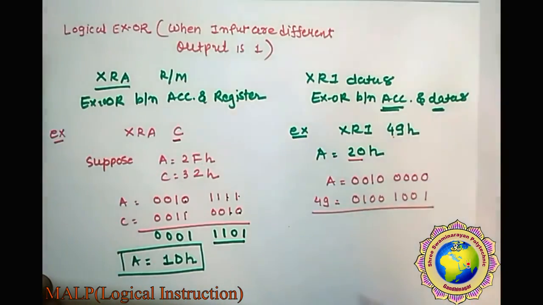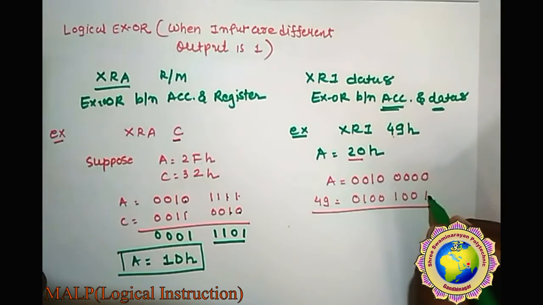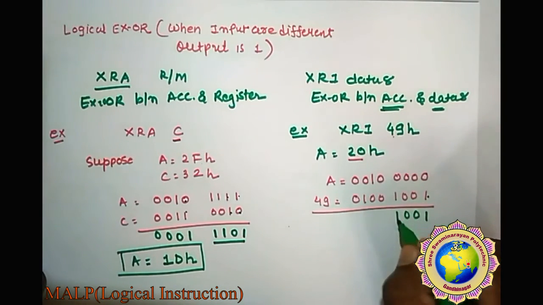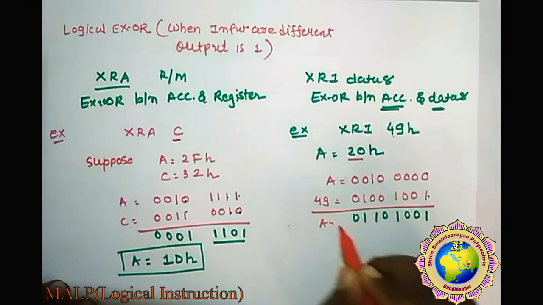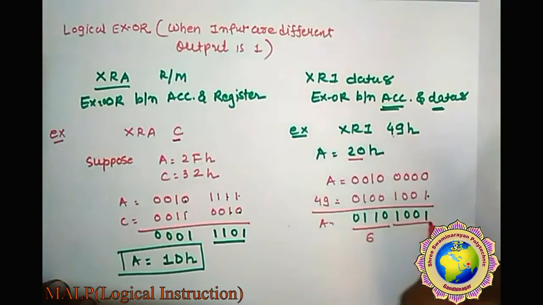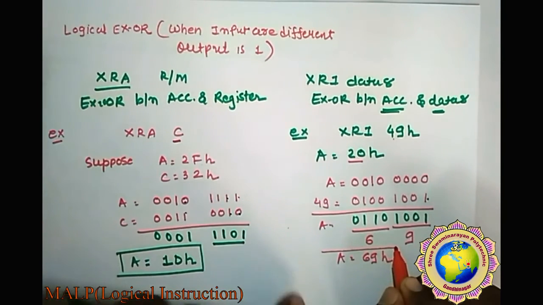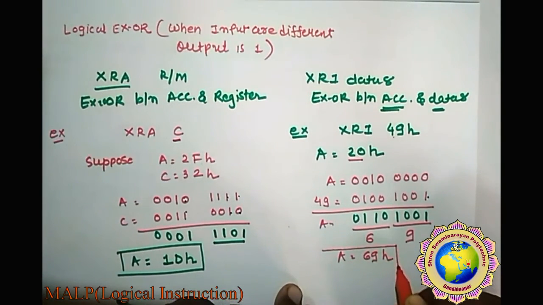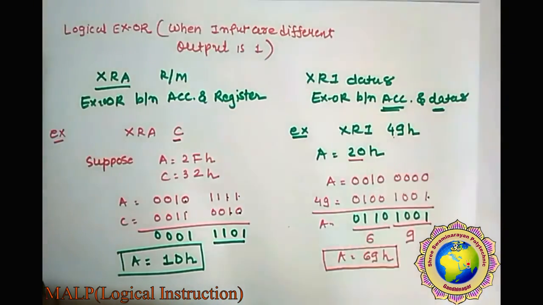So make the XOR operation between these two. The result is 01101001. When the inputs are different, you have to put 1 here. So the value of A is 6 and 9, so the value of A is equal to 69H. So after performing, the value of A will be 69H. Okay, so this is the XOR operation.